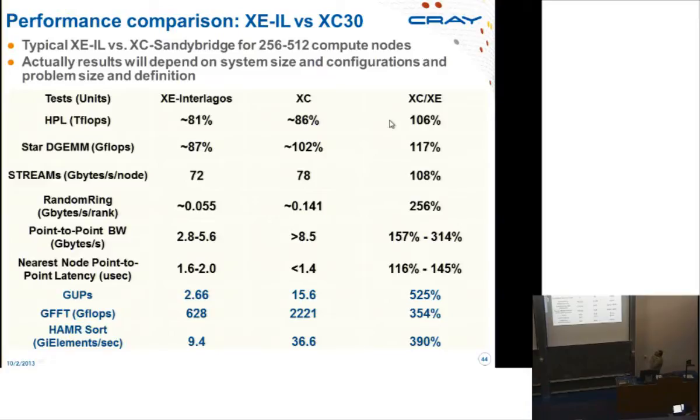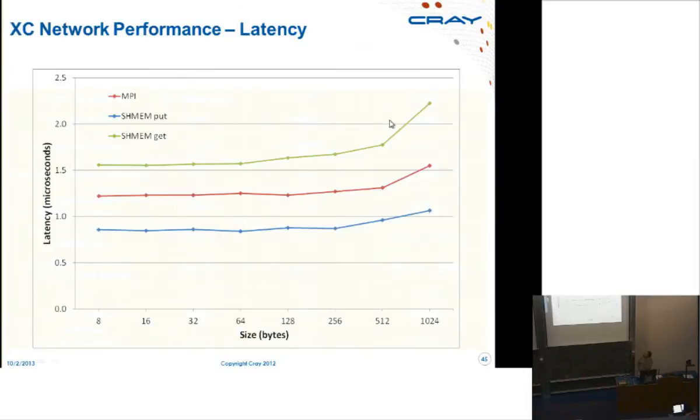Things like random ring latency, that kind of thing, point-to-point bandwidth, significantly improved. And these are a lot of features of the network. I think I've got other benchmarks which show that the nodes themselves are actually significantly more powerful. Lowest latency is just to do a put, because you don't have to communicate with anybody, you can just fire and forget almost.